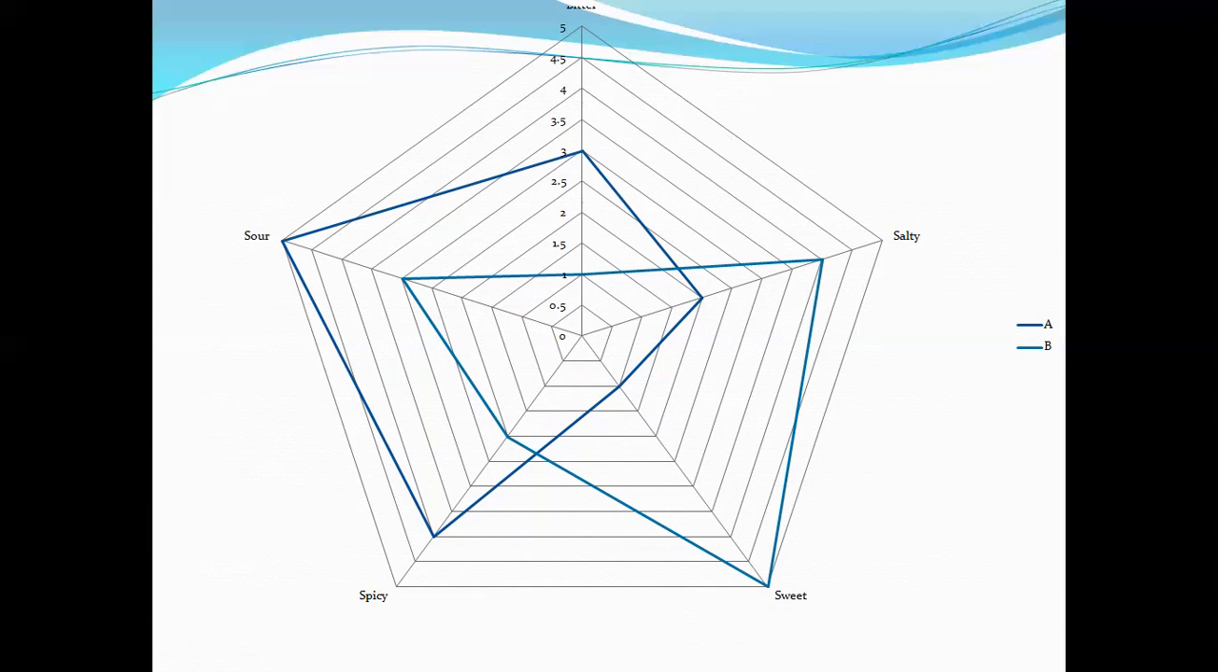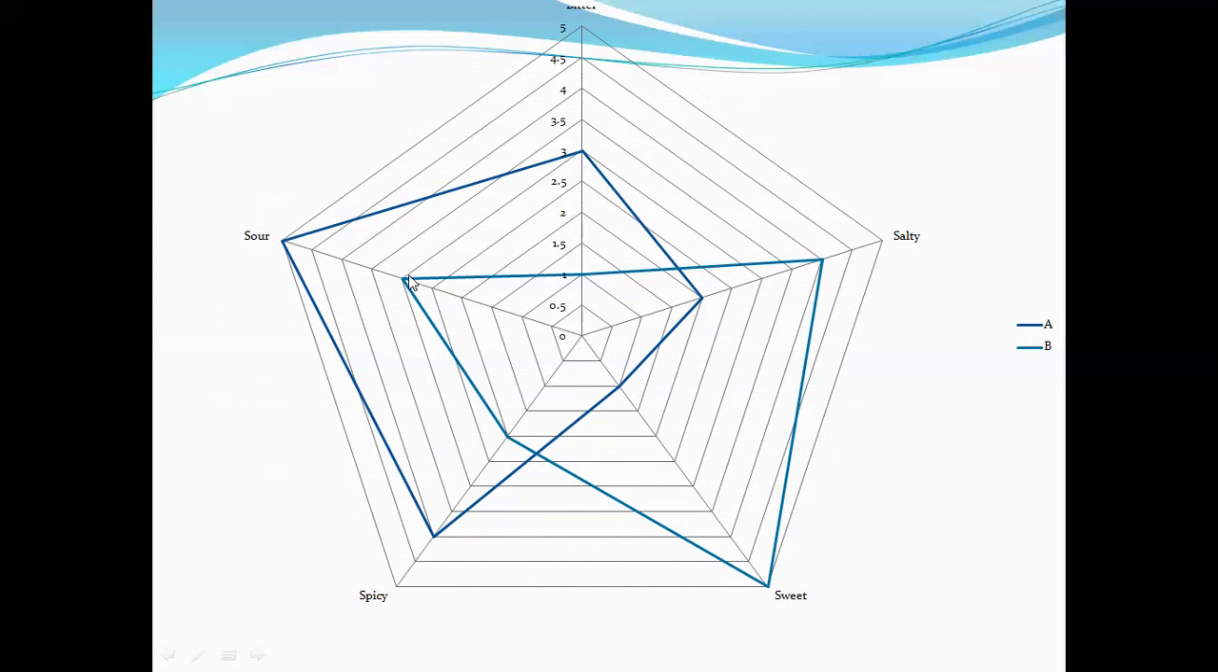You will eat both the recipes. You will taste both the recipes and you will give them marks. Which one is more sour, which one is spicy, which one is sweet, and depending on that, you are giving marks out of 5. And as you are giving the marks, depending on that, we are drawing this radar chart.